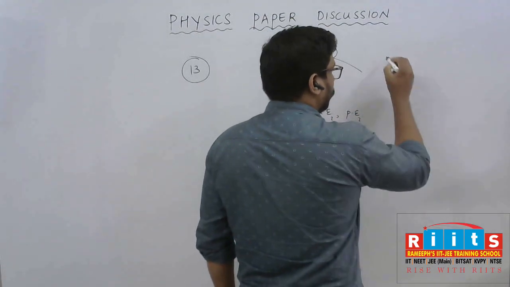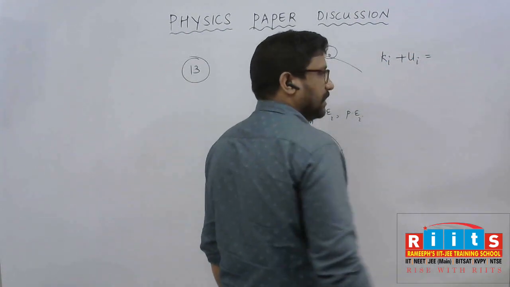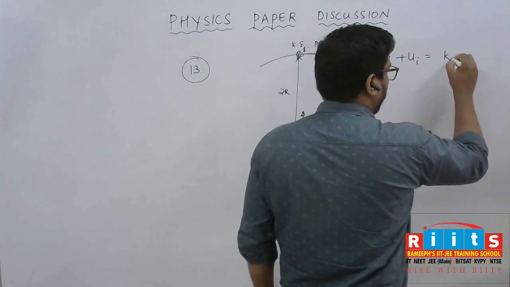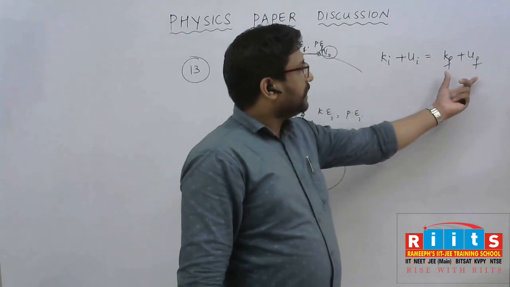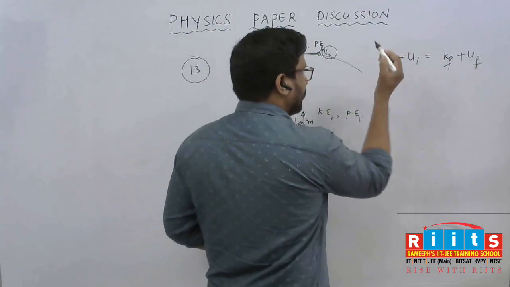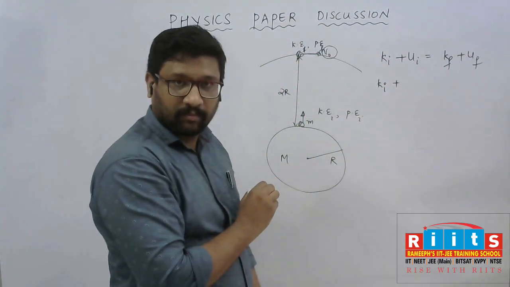According to conservation of mechanical energy, initial kinetic energy plus initial potential energy, that is the total initial mechanical energy, is equal to final kinetic energy plus final potential energy, the total final mechanical energy. Okay, so how can we proceed? What is the initial kinetic energy? That is the term we have to find out.